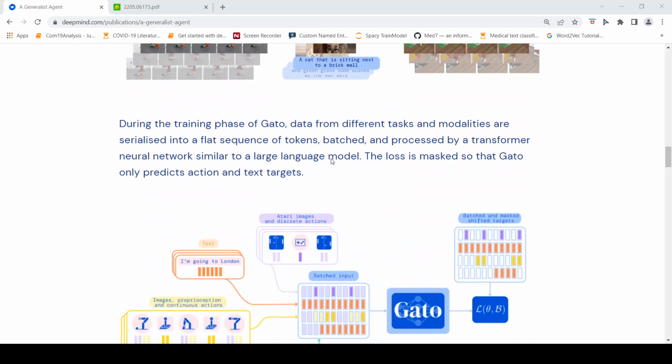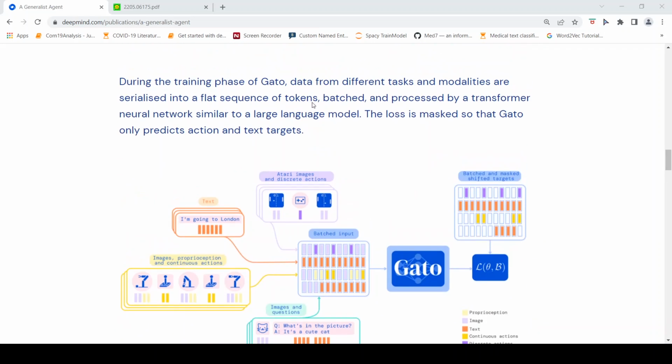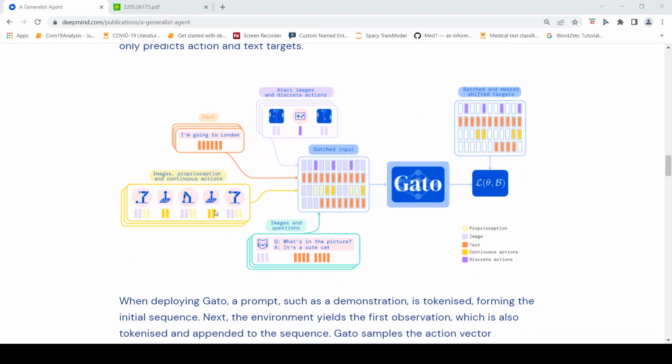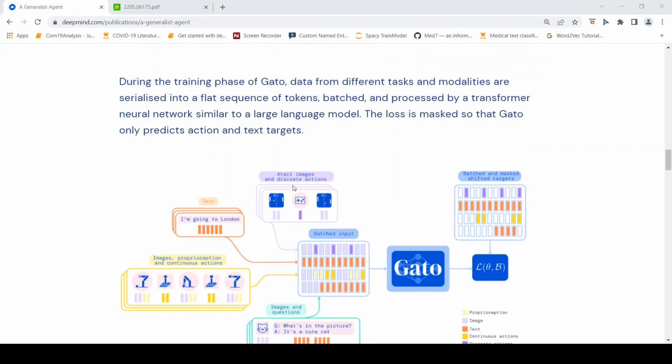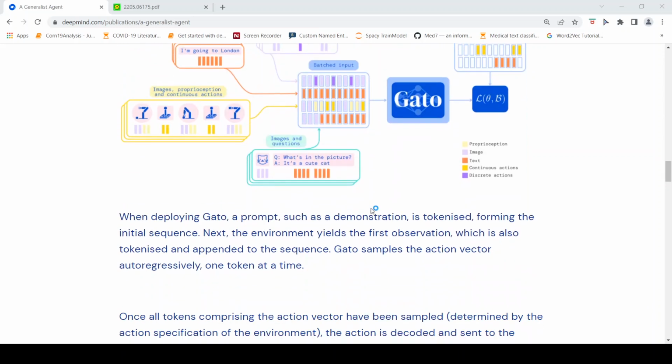If you look at what happens during the training phase, you have these different inputs, for example images being sent for caption generation, and for Atari games, basically the game and the button presses. So there could be different inputs which are being fed during the training phase, and these inputs are then serialized into a flat sequence of tokens, batched and processed by a transformer neural network similar to a large language model. The loss is masked so that Gato only predicts action and text targets. That is the key idea.